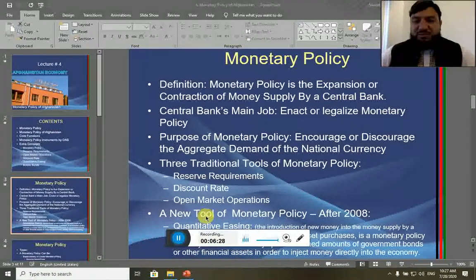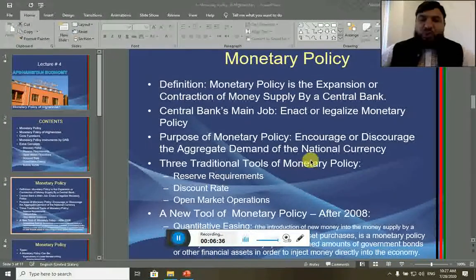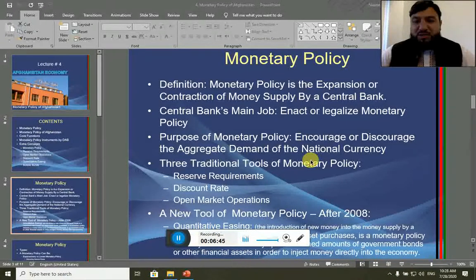Let's talk about how encouragement of the demand for national currency is made. When the central bank starts buying back the national currency from the market, or starts taking the existing money out of the market, or stops the money supply to the market, the demand for the national currency is encouraged. You are aware of demand and supply theory. When there is demand and there is no supply, what happens? Demand increases. So through stopping the supply of national currency to the market, or through buying or collecting the national currency from the market, what happens?